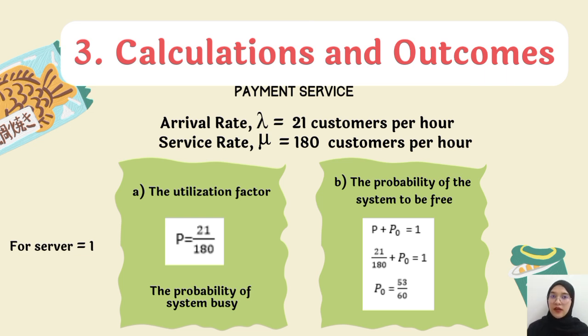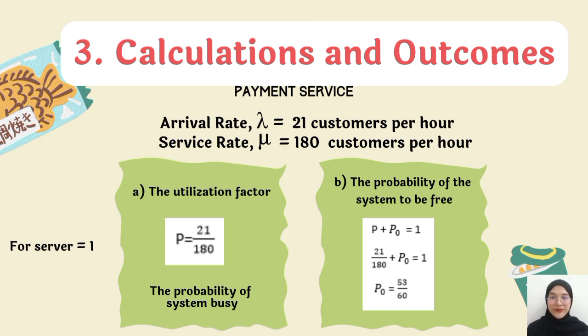Calculation and outcomes for payment service. Let's dive into the calculation and outcomes for our payment service system, assuming we have 1 server. First, we start with the key parameters. The arrival rate, lambda, is 21 customers per hour, meaning on average 21 customers arrive every hour seeking service. The service rate, mu, is 180 customers per hour, which indicates the server can handle up to 180 customers per hour.